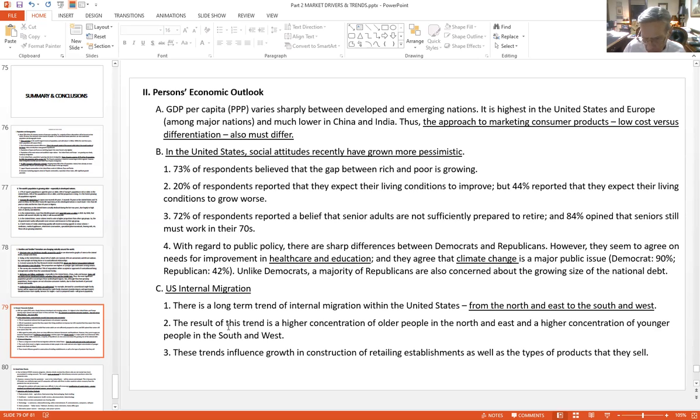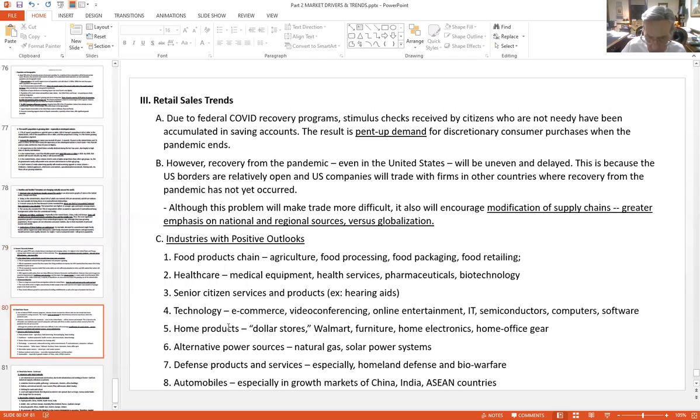Or not as a result, but the cause of that movement was the evolution of new industries in the Sun Belt. The result is that there is now a higher concentration of older people in the north and the east because they're not moving. On the other hand, a higher concentration of younger people in the south and the west because they are. And these trends will indeed influence growth of construction, of retailing establishments, as well as the products that retail establishments sell. And it certainly will also influence construction trends.